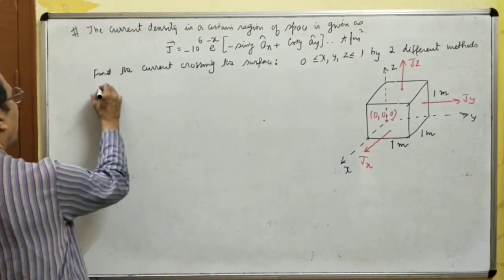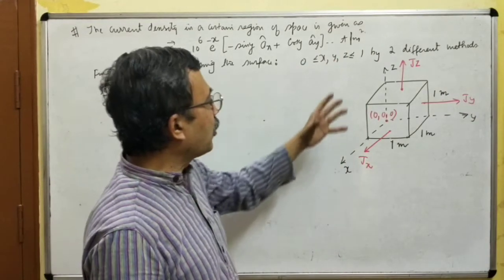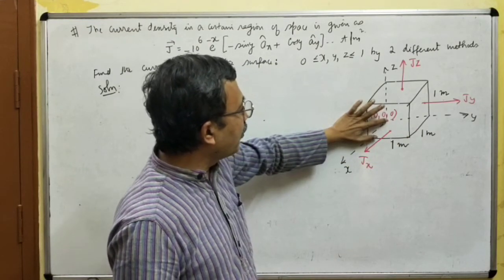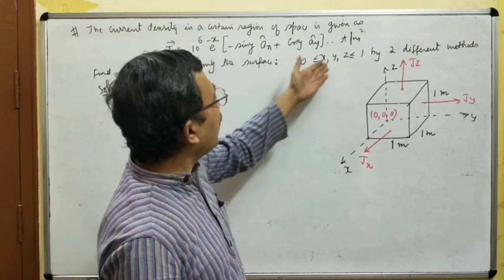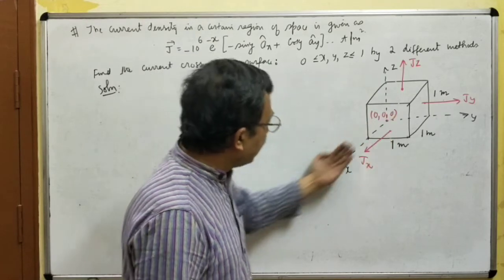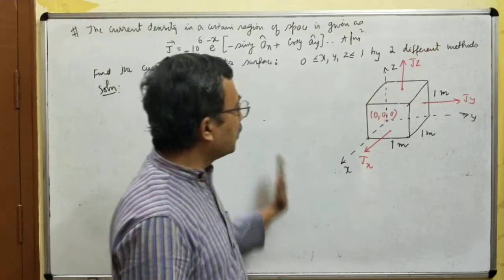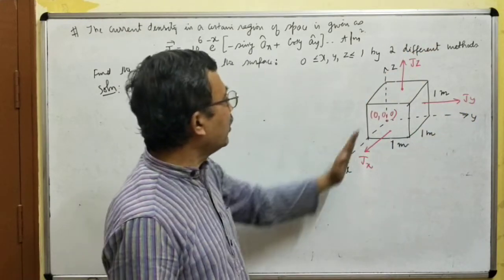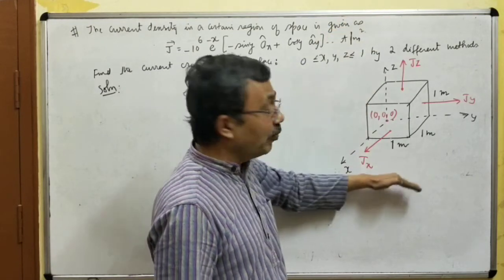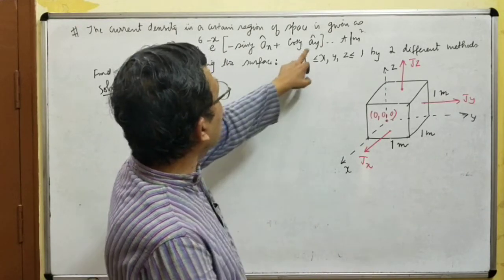So the solution will start. x, y, z varies from 0 to 1 means, as I said, we have a cube of side equal to 1 meter. We have taken one of the corners of the cube as the origin, because x, y, z varies from 0 to 1. The front face is at x equal to 1. Back face is at x equal to 0. The right face is at y equal to 1. Left face is at y equal to 0. Top face is at z equal to 1. Bottom face is at z equal to 0. Here the bottom face doesn't come into play because there is no a_z cap.